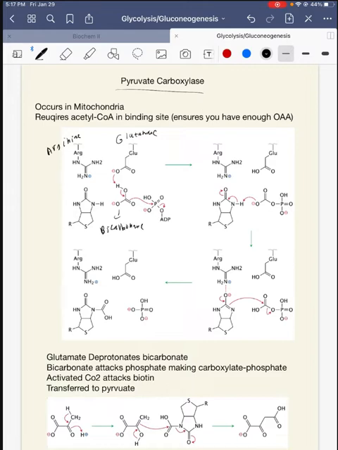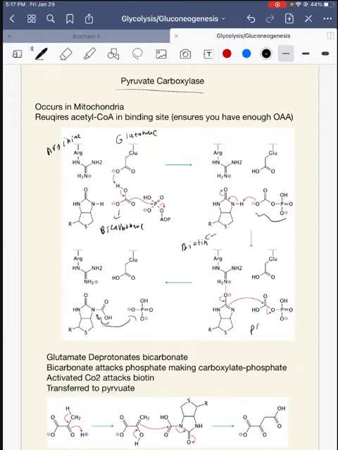Bicarbonate then attacks ATP, and we have this carboxy phosphate intermediate. The carboxyl group is then transferred to biotin, so this is biotin, and we have this carboxy group on biotin now. And then the carboxy group is transferred to phosphate, and you make PEP over here.